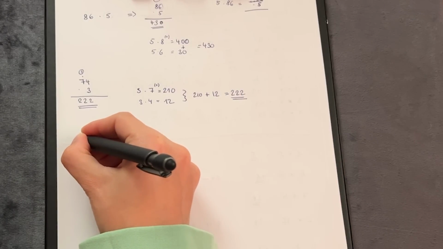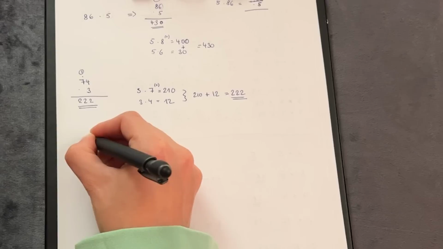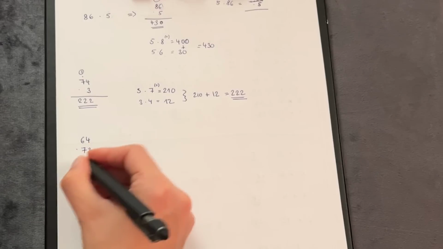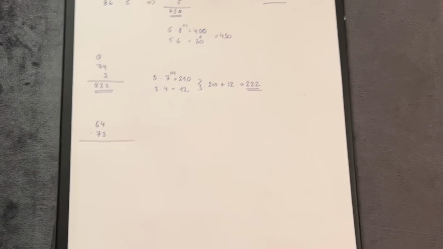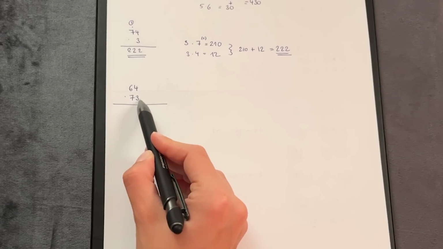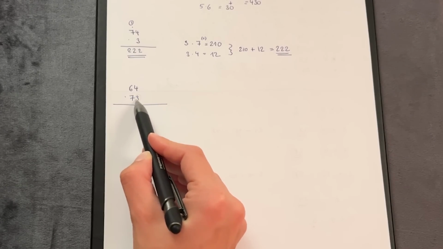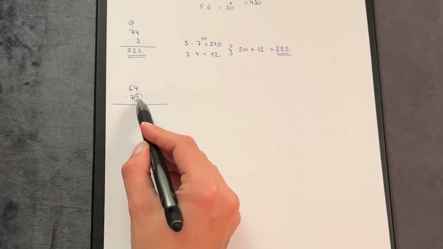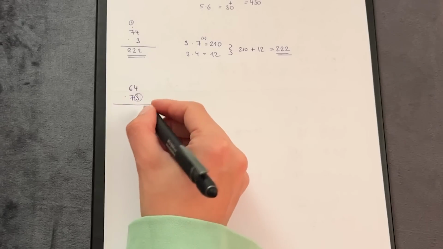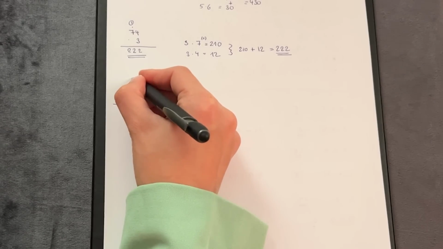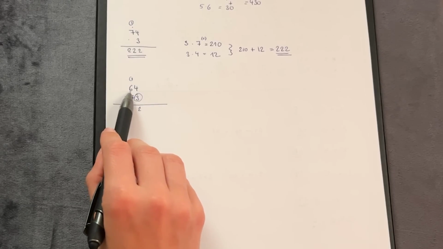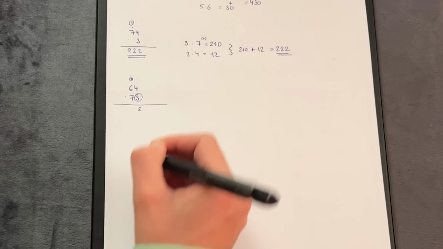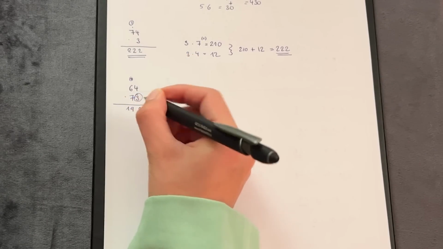Then we can have maybe 64 times 73, and this will get more difficult because we have 2-digit numbers. So we first start with the bottom one, on the right, and we will do 3 times 4, which is 12. We carry 1, and 3 times 6, that is 18. 18 plus 1 is 19.